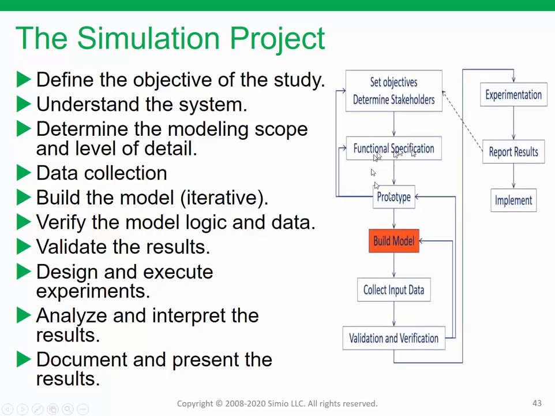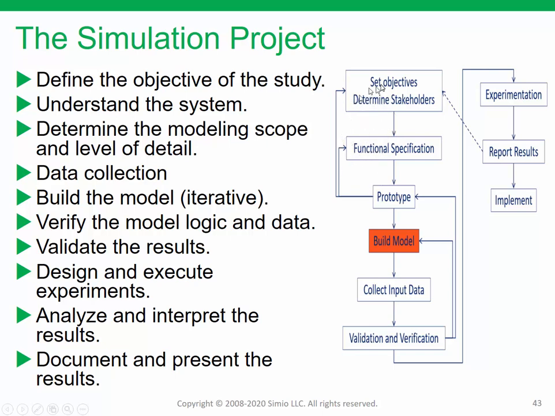And so we have a very similar flowchart view from the Simio and Simulation textbook. The basic flowchart says, set the objectives, determine stakeholders, develop functional specification, prototype. Note that we have an iteration between here.